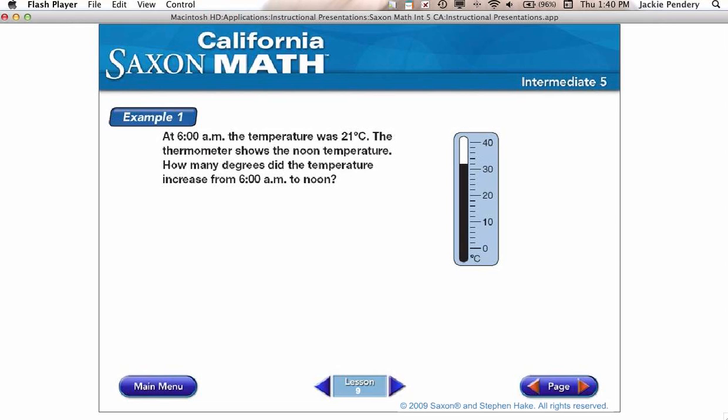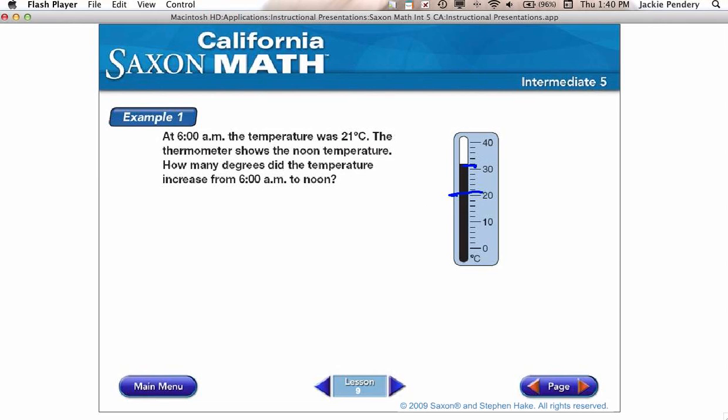So let's look at example 1. At 6 a.m. the temperature was 21 degrees Celsius. So 21 degrees is in between the big line for the 20 and the first small line for the 22. So it would be right about there. The thermometer now shows the temperature at noon.